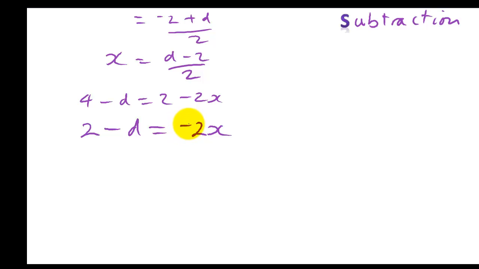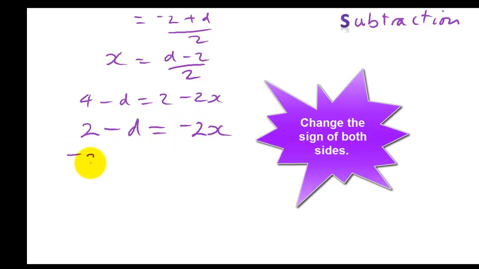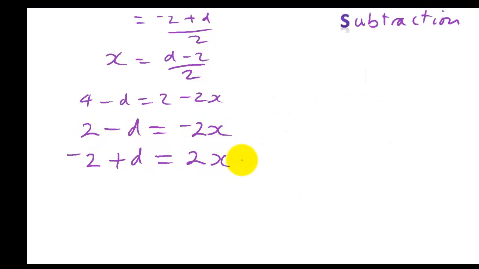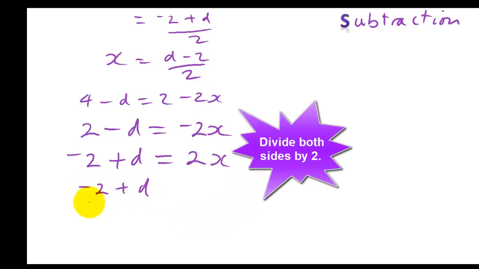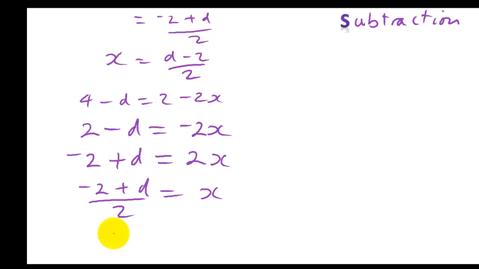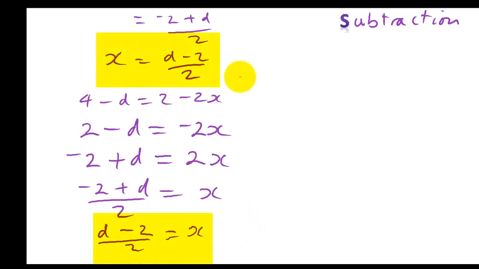Let's change the sign of this side to get rid of the minus sign. So you end up with minus 2 plus d, changing the sign of everything on this side. Change the sign of everything on this side, we get 2x. And now divide by 2. We're much closer to our neater answer that we got here. And actually we can just rearrange the order again, d minus 2 over 2 equals x. And we can see we have the same answer.